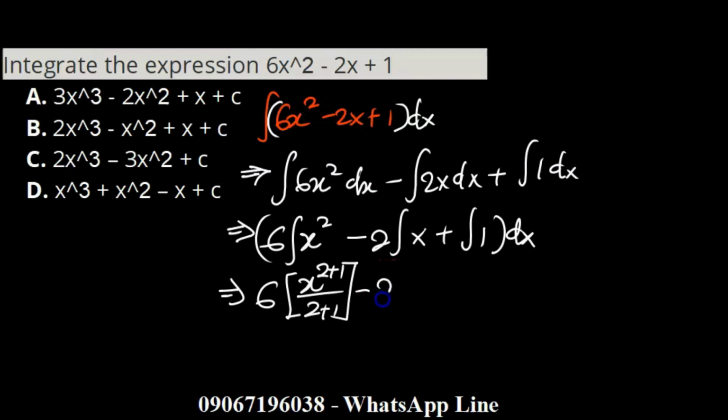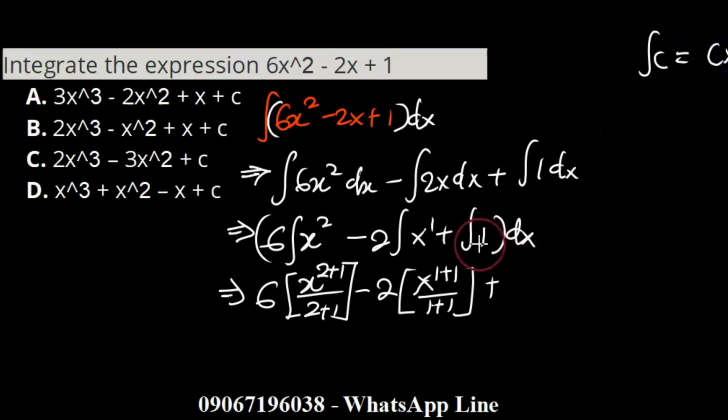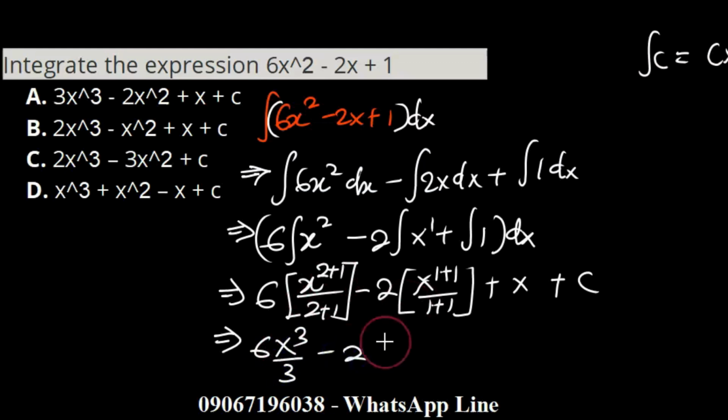Then we have minus 2 into x raised to 1 plus 1 divided by 1 plus 1, and then finally the integration of a constant is always equal to the constant times x. So 1 is going to become x. And then don't forget all of this is going to become plus c. So if we go on from this, this is going to become 6 into x to the power 3 over 3, minus 2 x squared over 2, then plus x, and then finally plus c.